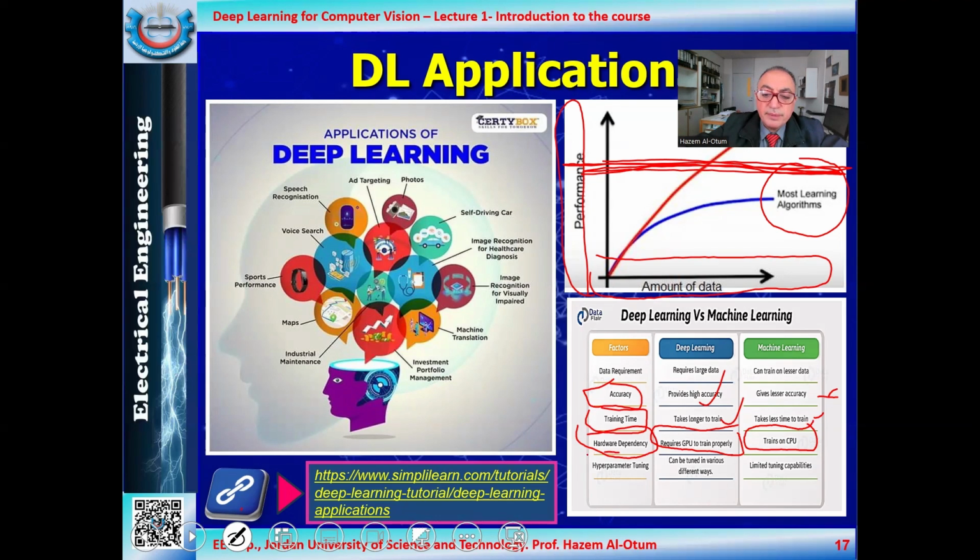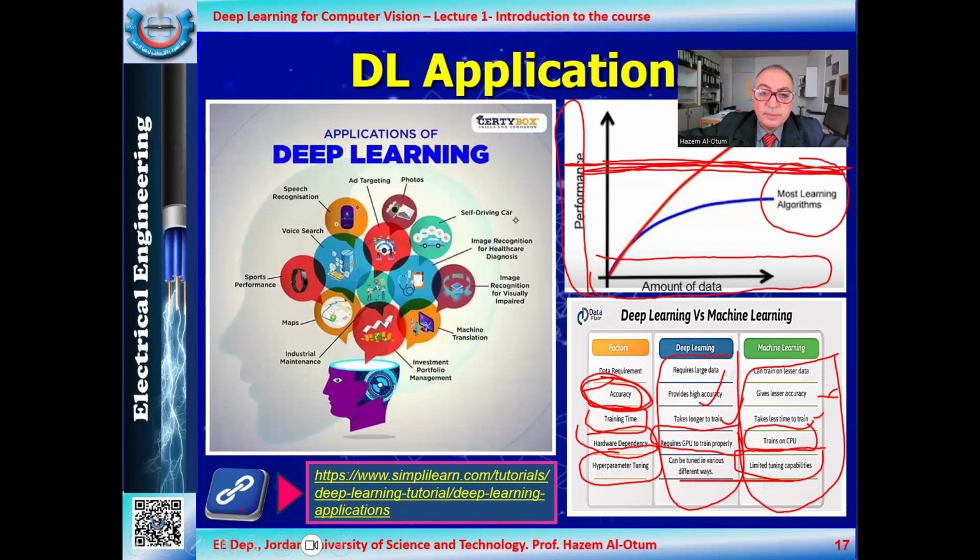In the hyper-parameter tuning, the number of parameters required by a deep learning system is much higher than when dealing with machine learning. So as you hear, the requirements in machine learning are lower. The requirements of deep learning are higher, but the performance is much higher when we deal with deep learning. I think this is the main advantage behind using deep learning.